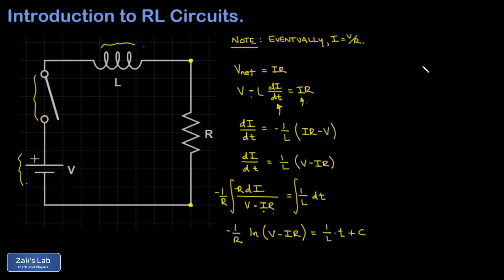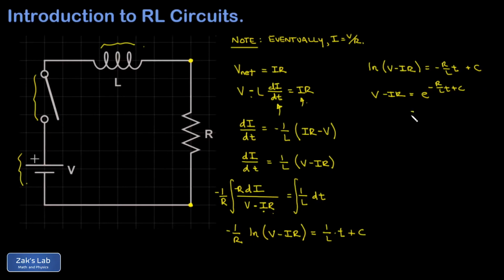Now we multiply both sides by negative R. And in my first term on the right-hand side, I get a negative R over L times t. And then we have plus R times an arbitrary constant C, but that just produces a new arbitrary constant, so I'll just call that C. Then I undo the natural log, and I end up with V minus IR equals e to the negative R over L times t plus a constant C.